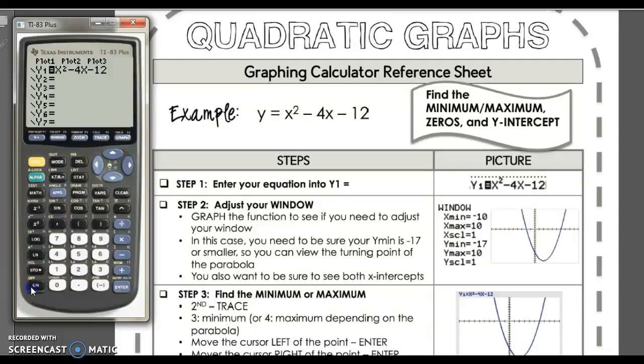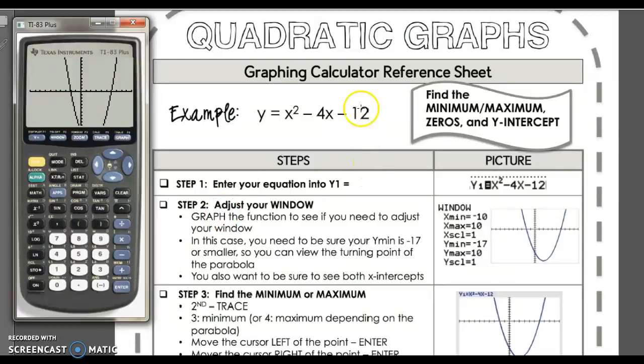So turn your calculator on, and in your y equals button, we are going to put the function x squared minus 4x minus 12. If we hit graph, we don't see the vertex or the y-intercept, but we do see the x-intercepts. So we need to adjust our window to see the entire function.